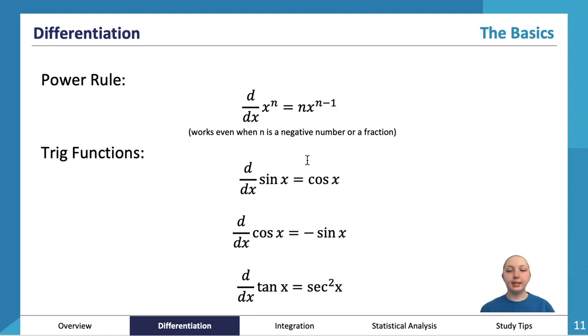Then looking at your basic trigonometric differentiations, the derivative of sin x is cos x, the derivative of cos x equals negative sin x, and the derivative of tan x equals sec squared x. That's really all there is to that. They do get a little bit more complicated when you start putting f(x) in there, but we'll have a bit of a look at that later on. Yeah, that's really all there is to it.